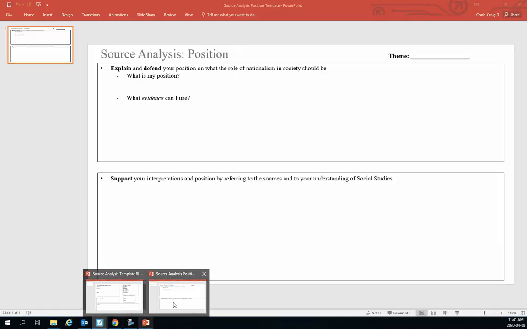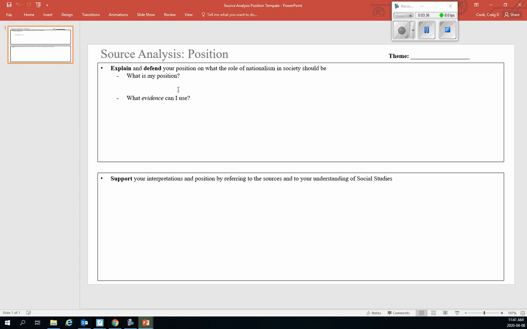So what you do now is you need to build a position, and then you've got to defend it with evidence. And you want to refer to all of this by what you've learned in social studies. So things that you'd probably want to refer to would be trench warfare itself, the notes called The Course of World War One, maybe the consequences, the cost of World War One in terms of human life and what happened because of that war.